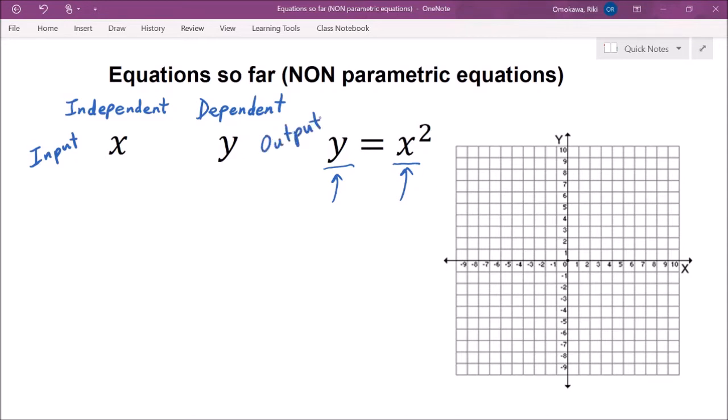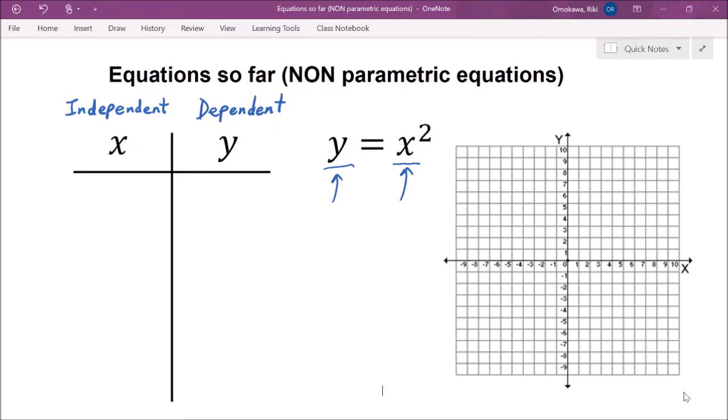And then to graph this equation, you might make a table of points using those input and output values. And so remember how we do that. Let's say we're looking at the input values, the x values from -3 to +3. So -3, -2, -1, all the way to +3.